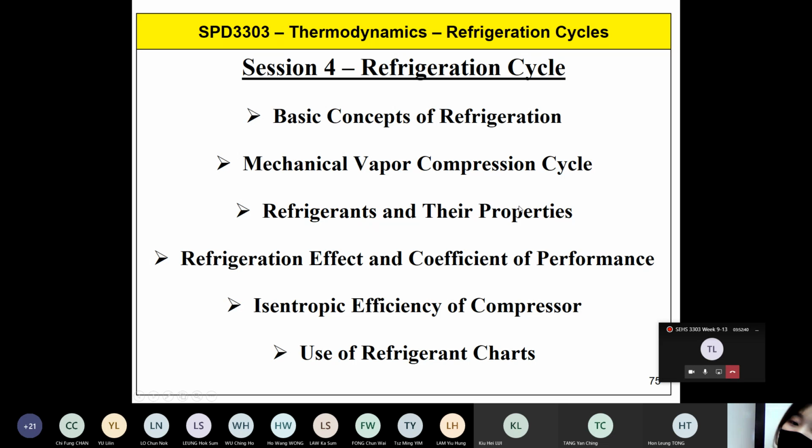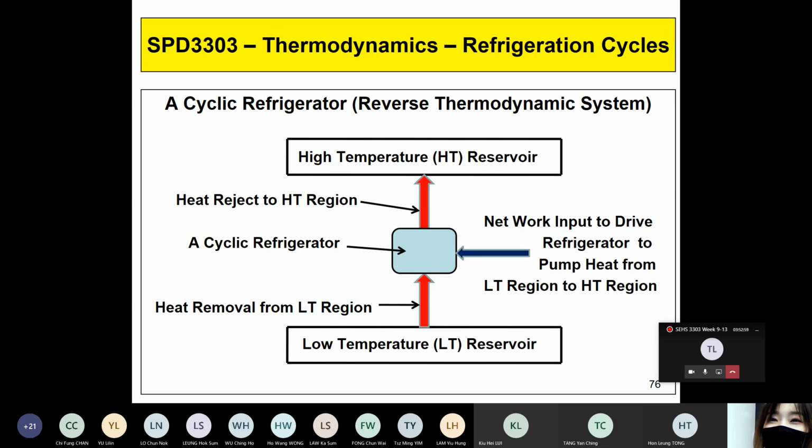Okay, we still have 5 minutes. Okay, refrigeration cycle. With the remaining 5 minutes, let me ask: have you seen the film Tenet? Okay. Yes, okay. Sorry, we have class here.